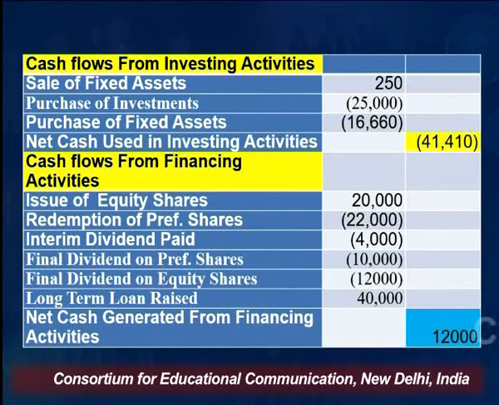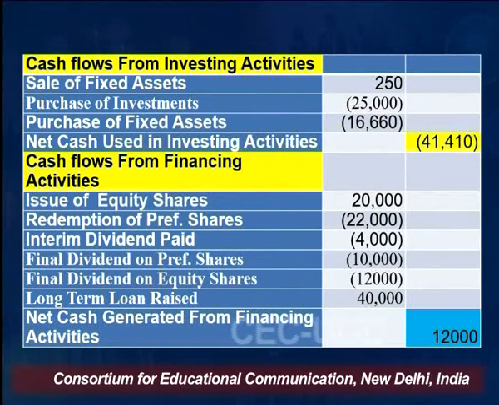41,410. Now after completing this activity, we are left with the last activity, that is cash flows from financing activity, which means the liability side of your balance sheet, that too which belongs to long term liability. And we have witnessed that there was an issue of equity shares to the extent of 20,000 rupees. So this 20,000 rupees is being posted as cash inflow under the head of cash flows from financing activities.